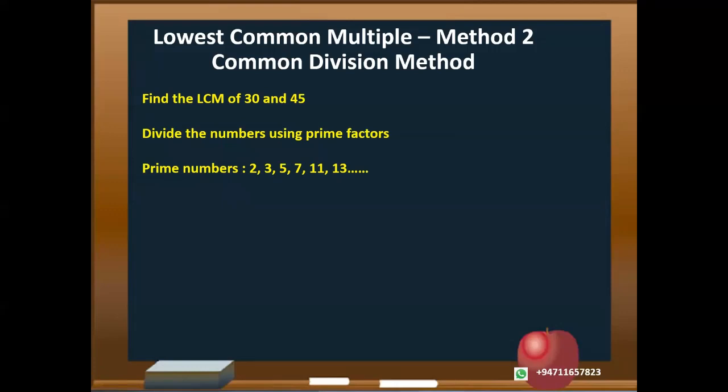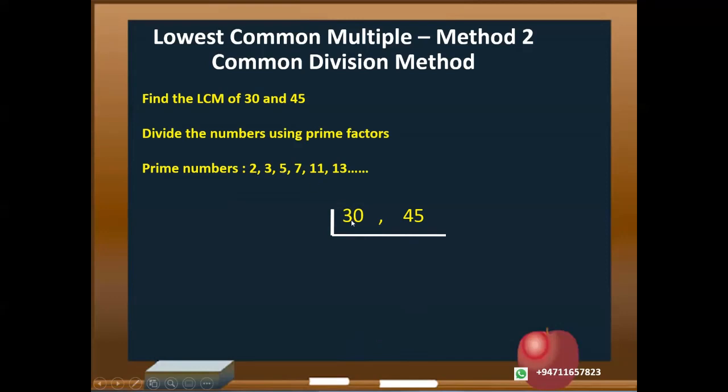In this method, we have to write the given numbers in a row separated by commas. So we are writing 30 and 45. Then we have to divide the numbers by the least prime number which divides at least one of the numbers. The first prime number that we have is 2.